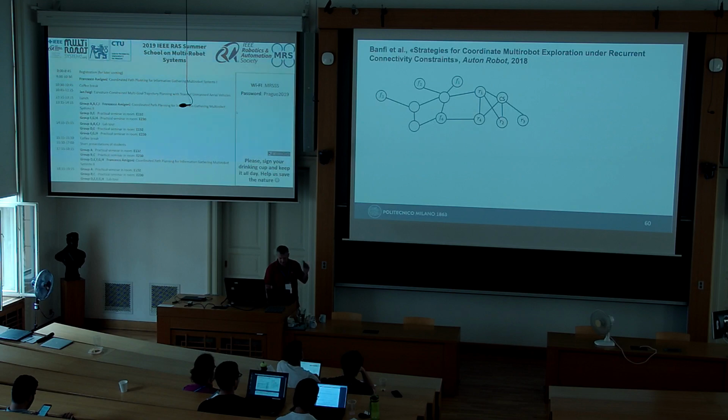So let's see one example of this. This is a synthetic example. This is the control center, like the base station. These are the robots. We assume that the movement graph and the communication graph are the same in this case. And these are the frontiers F1, F2, F3, and F4 that we would like to visit.